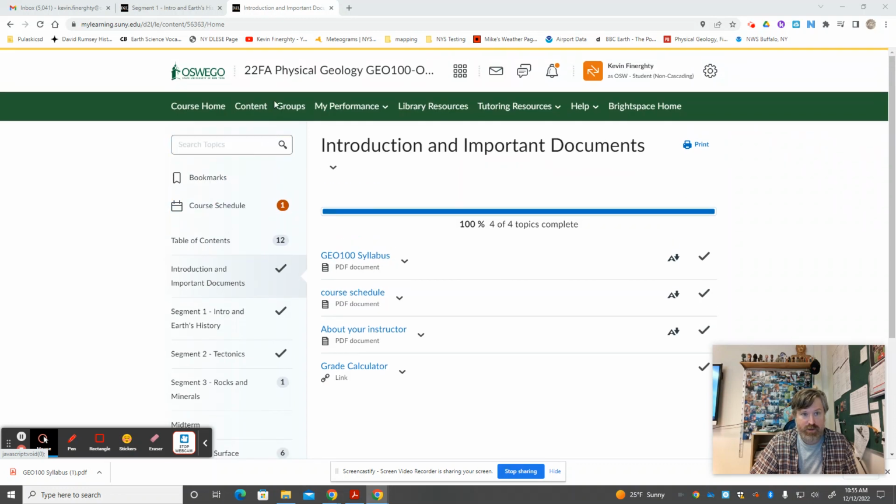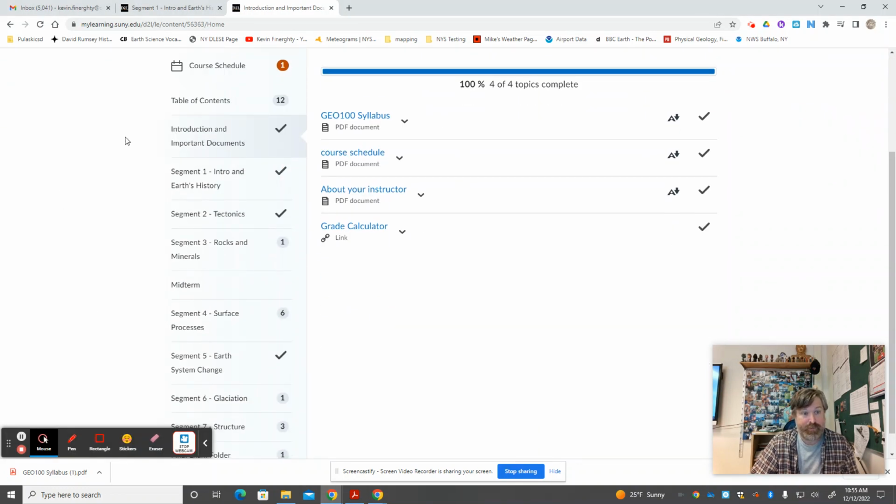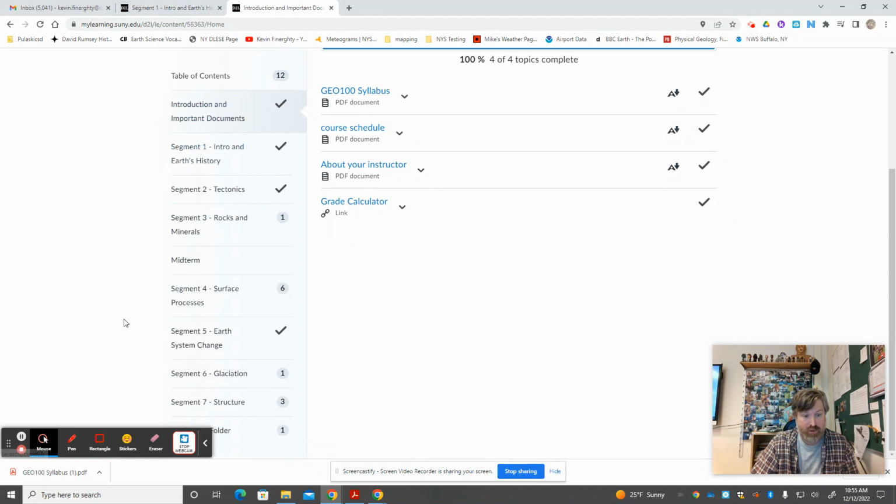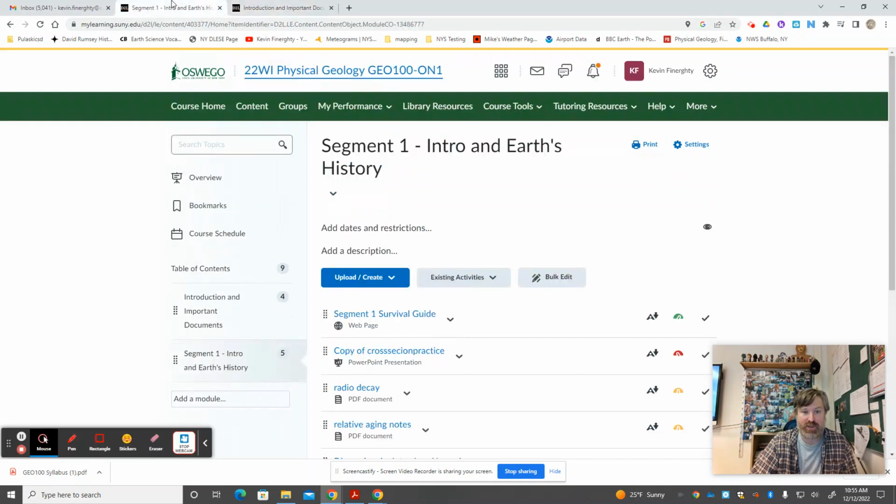Here's our table of contents. So if you go to content, and I'm in student view right now, so yours should look pretty much the same. You got the introduction and important documents, and then segment by segment going through the whole course until we get through segment 7 and the final. The 3-week version, we're not going to do a midterm, so that won't be part of it, but everything else should look like that by the end, but I rolled it out bit by bit as we go.